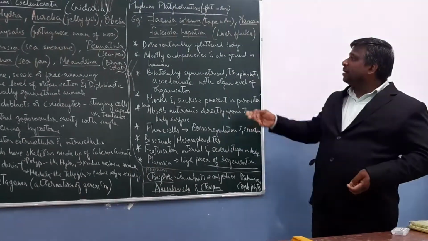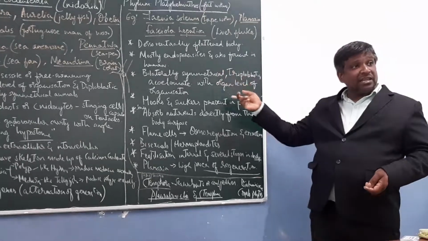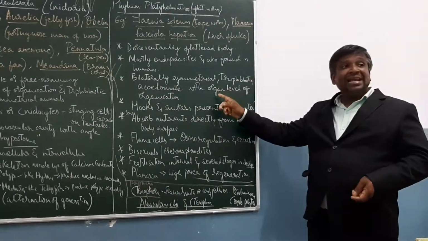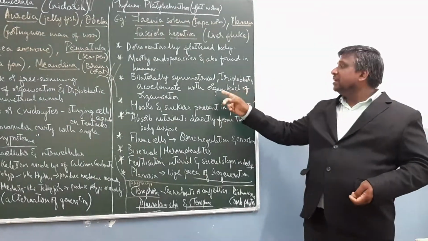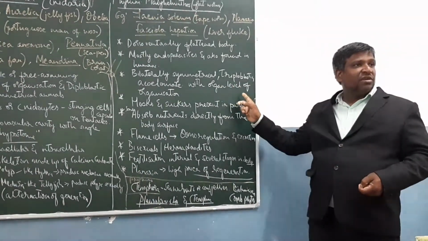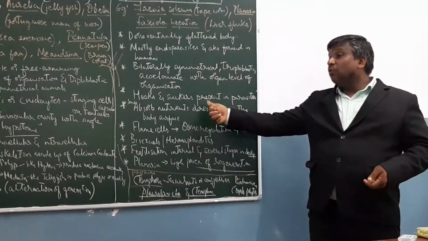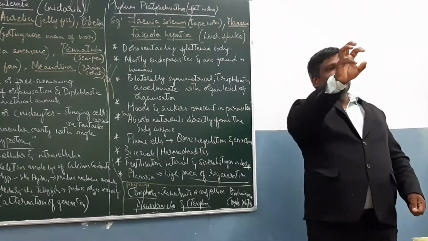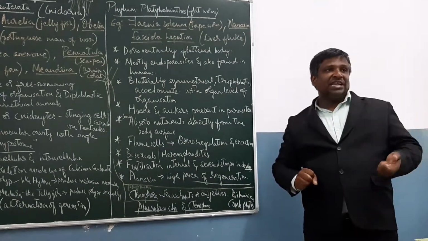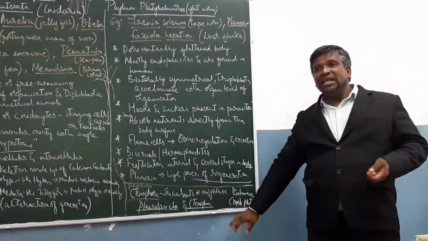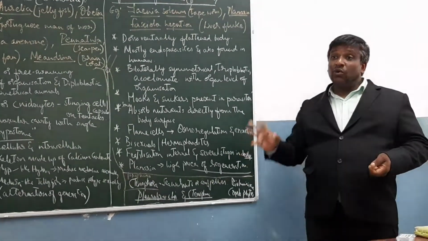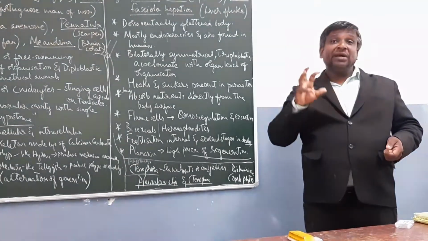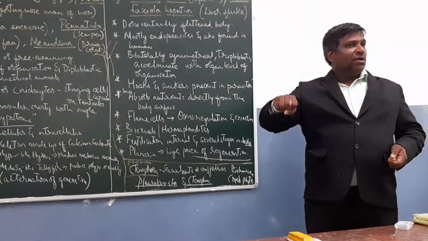Okay, so remember about that. Most of them are endoparasites and they are also found in human beings. Bilaterally symmetrical, triploblastic, acoelomate with organ level of organization. Then they have hooks and suckers because they are present in the intestine, and they should hold on to the walls of the intestine, or else they would be thrown out with the undigested food material. So hooks and suckers help them to get attached to the walls of the intestine. They help them with better adhesion to the host.